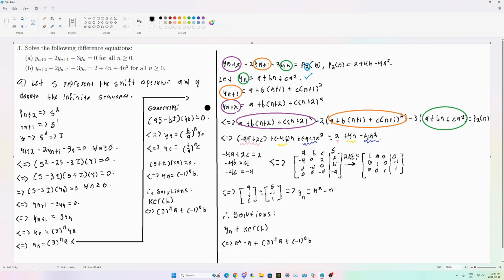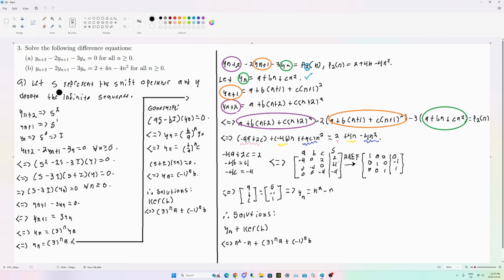3 is very similar to 2, except it's a bit different with the approach, especially with part B. But similarly, how we can let D represent the order of the differential equation, we can let S represent the shift operator, and Y denote the infinite sequence. Right, so in this case, Y n plus 2, we see the constant over here is 2. That just goes to S2, Yn plus 1 goes to S1, and Yn doesn't have any shift on it, it's just Y, so we can treat that as a constant.